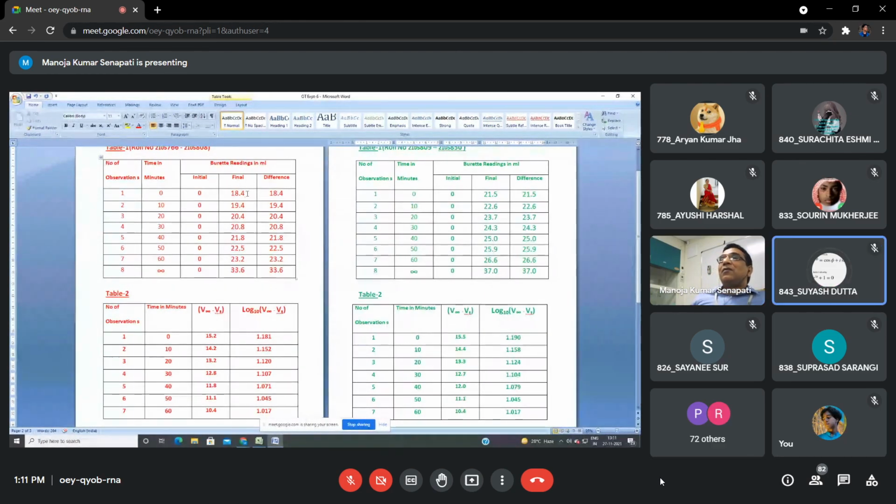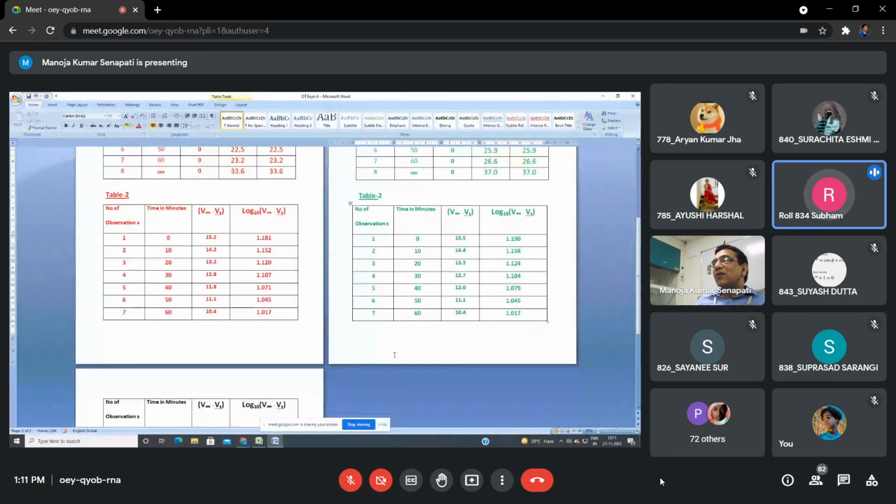Yes, sir. Okay, so I will stop the sharing of this observation table. Sir, can you show the marks of the previous experiment? Yes, definitely. I'm going to share that.